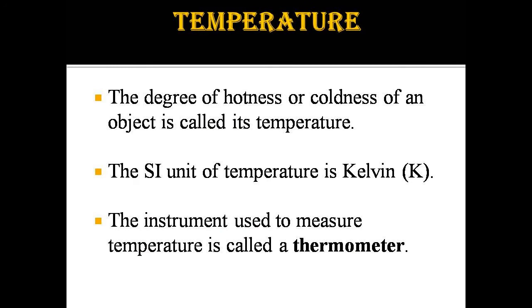Temperature. The degree of hotness or coldness of an object is called its temperature. The common unit for temperature is degree Celsius and the SI unit of temperature is Kelvin. We cannot measure the temperature of any object just by touching. We can just feel whether a substance is hot or cold. But if we want to measure the exact temperature of a particular object, then we need an instrument which is known as thermometer.